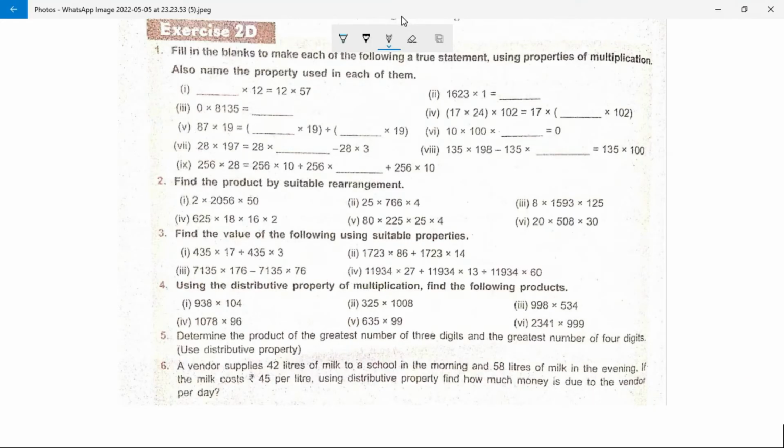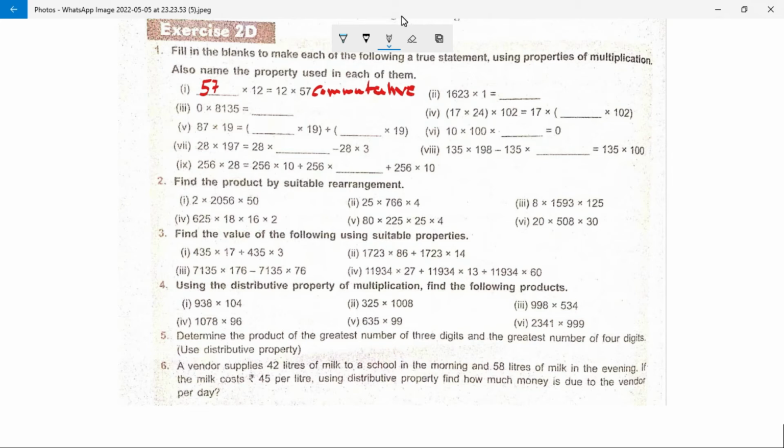This is exercise 2D. In the first question, you have to fill in the blanks to make each of the following a true statement using properties of multiplication, and also name the property used in each of them. So question number 1, part 1, here you will write 57, and which property is used? It is the commutative property.